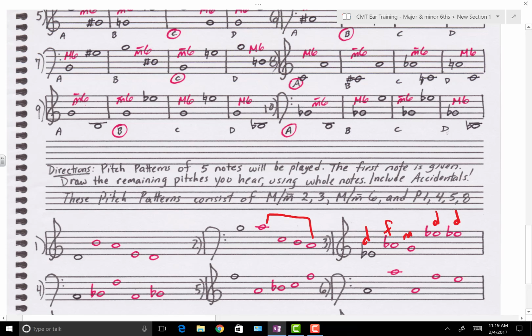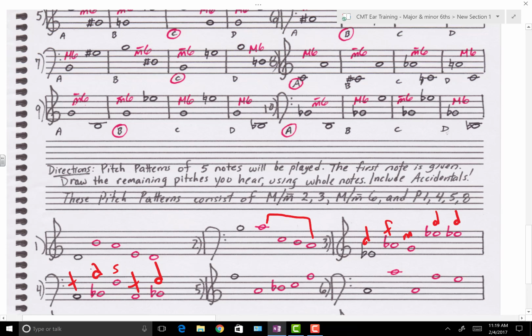This one, after hearing it, I decided to call the B flat do. Therefore, the A was ti, and then a perfect fifth from B flat do up to the F would be sol. So hopefully you're realizing more and more we do this, the importance of solfege.